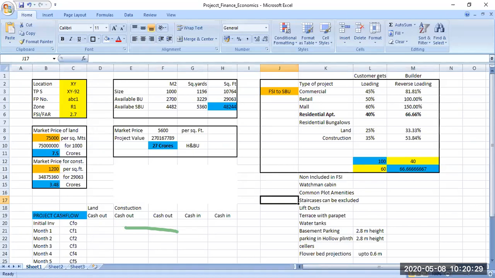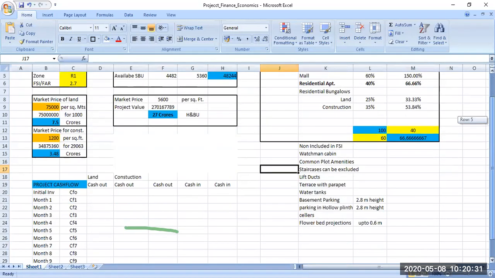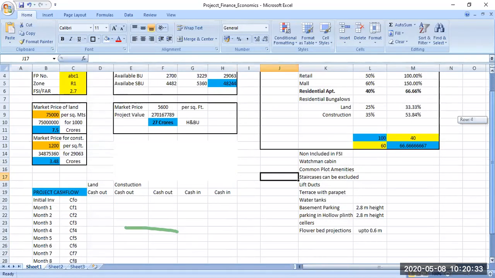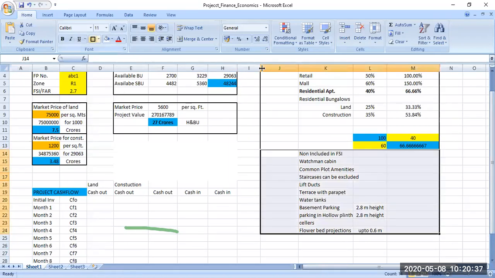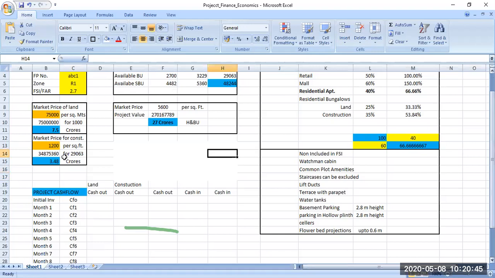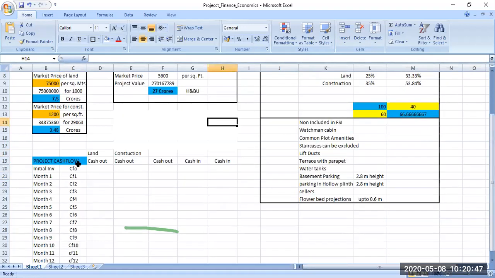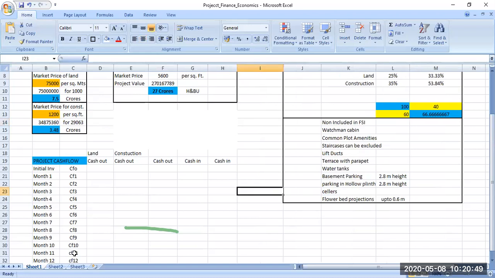Okay, so let's continue ahead. You got an idea about what's not included in FSI. I'll share some building bylaws which explain this. And you understood what the super built-up concept is. Now let's look at the cash flow, which is very important.